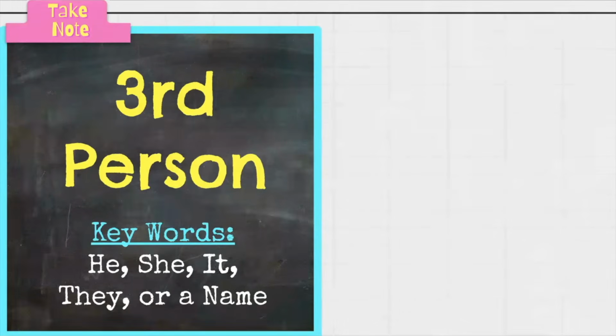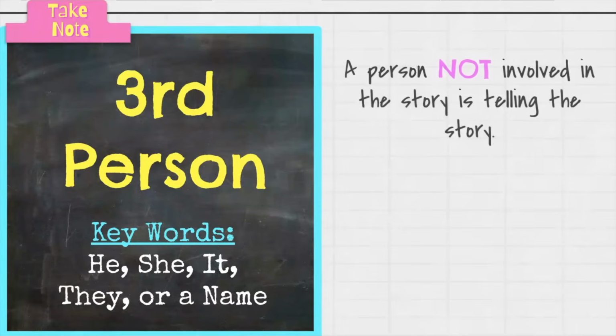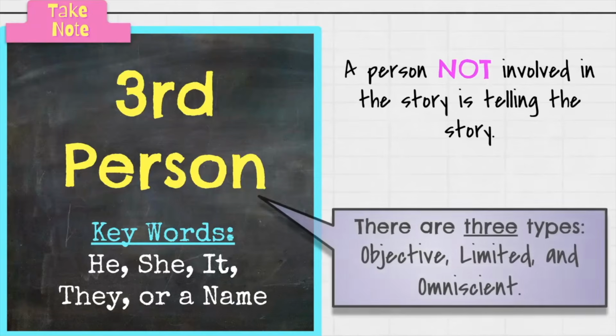The last type of point of view is third person. It has a couple of different extra things to go with it. We'll look at that. But generally, third person uses the keywords he, she, it, they, or a name. The narrator is not involved in the story. They're telling the story, so it's like an overview of everything that is happening. And there are three types of third person: objective, limited, and omniscient.